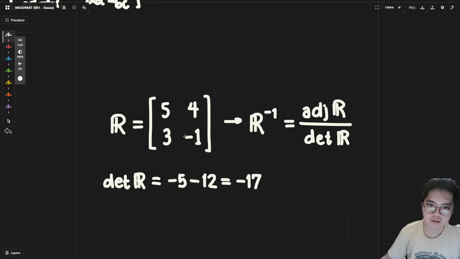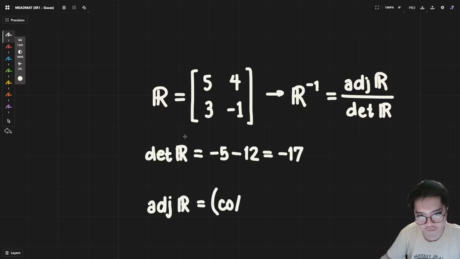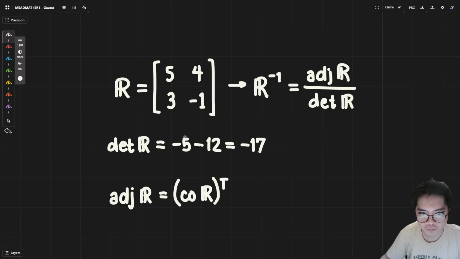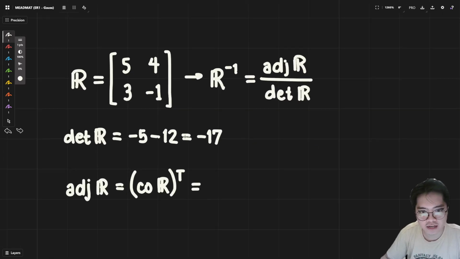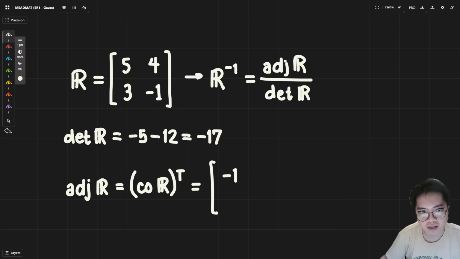So for R raised to -1, we need the adjoint of R, which is the transposed cofactor matrix. Let's try out the cofactors. First row, first column, -1. That will create an even number, so -1. Same goes for this one: second row, second column, you will just get 5.